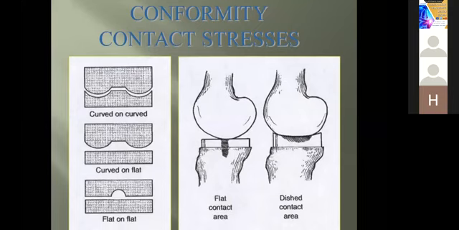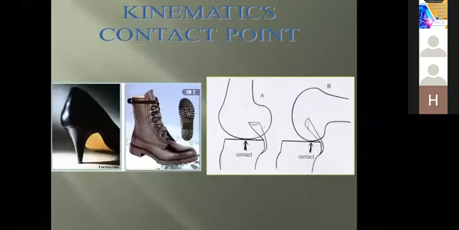Conformity reflected to contact stress. The more conformity you have, the less the contact stress per unit area, as shown in the right part of the slide. The less conformity you have, the more stress per unit area and consequently, the more wear you have. This picture reflects what I'm talking about.